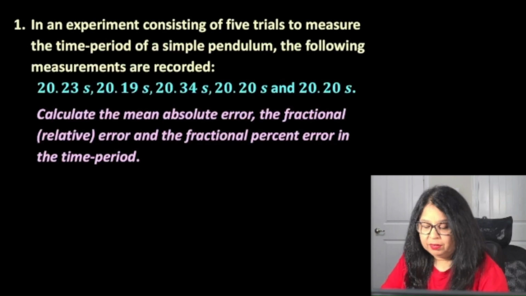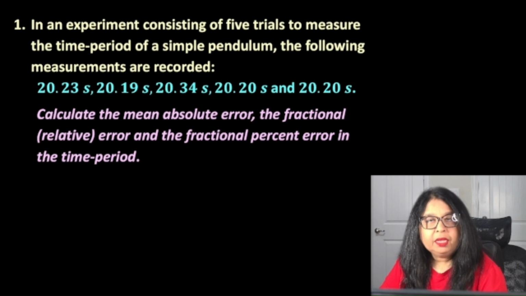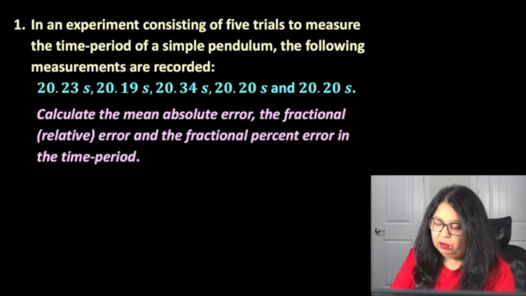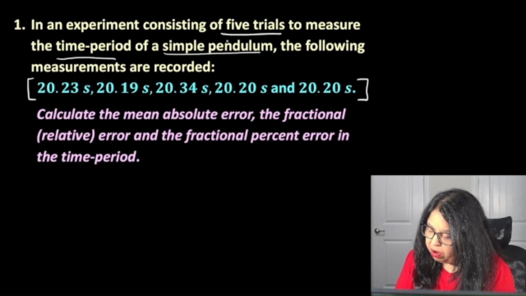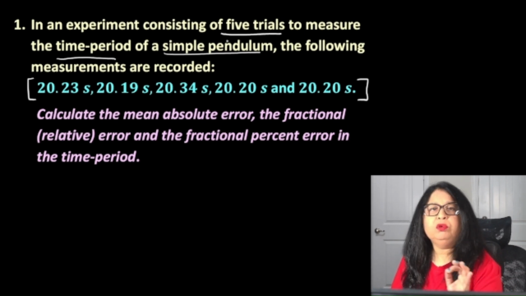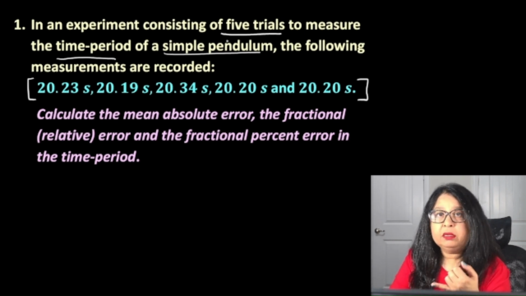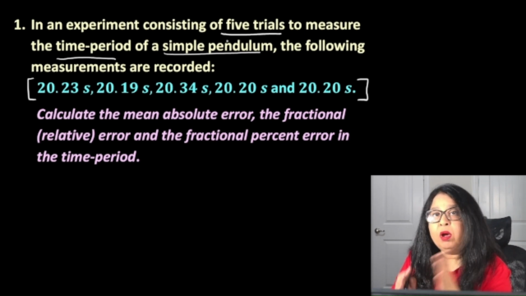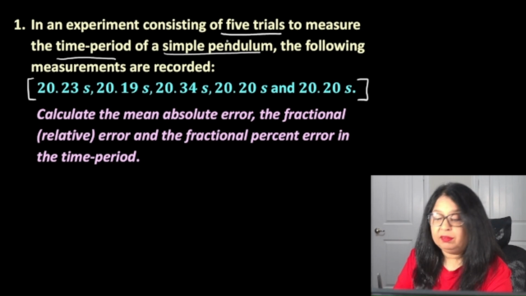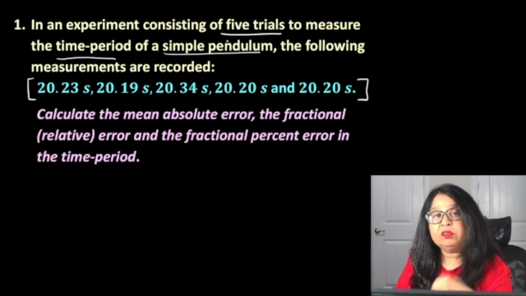Let's begin our class. Here's our problem number 1. Let's read it together. In an experiment consisting of 5 trials, to measure the time period of a simple pendulum, the following measurements are recorded. Here are our measurements. Do not worry if you do not know yet what time period means or what a simple pendulum means. I promise you do not need to know those things to solve this problem. Let's see what the problem asks us to do.